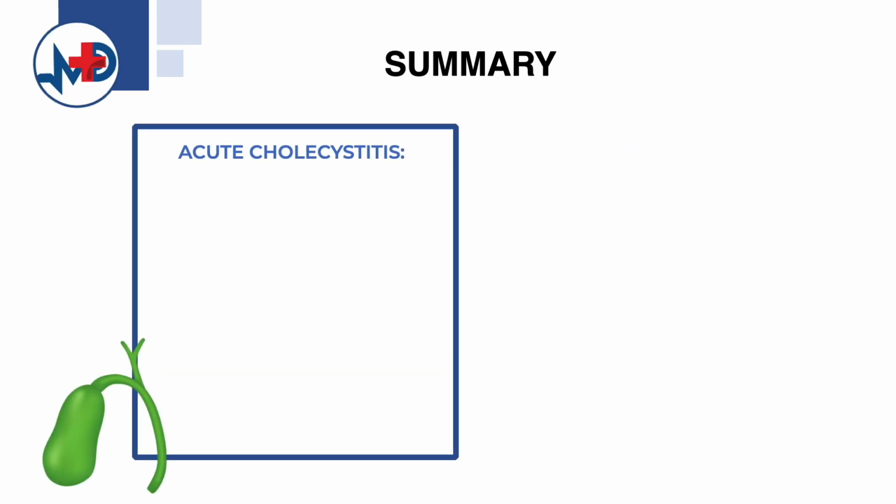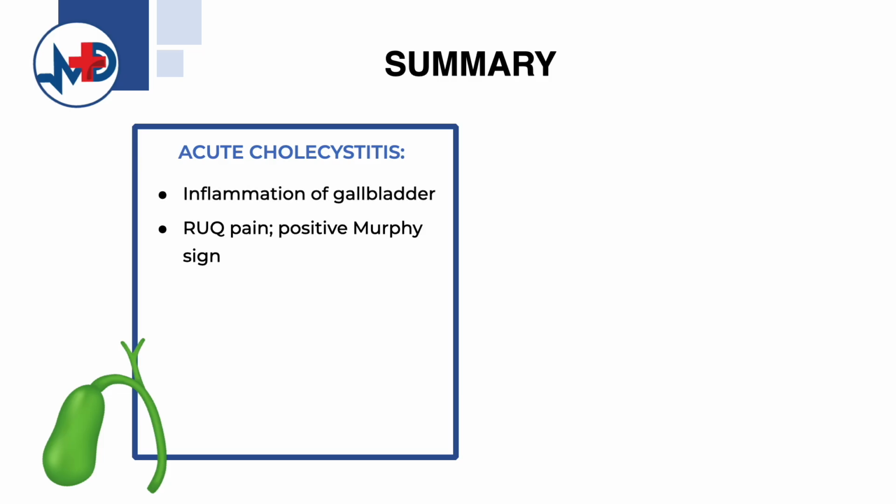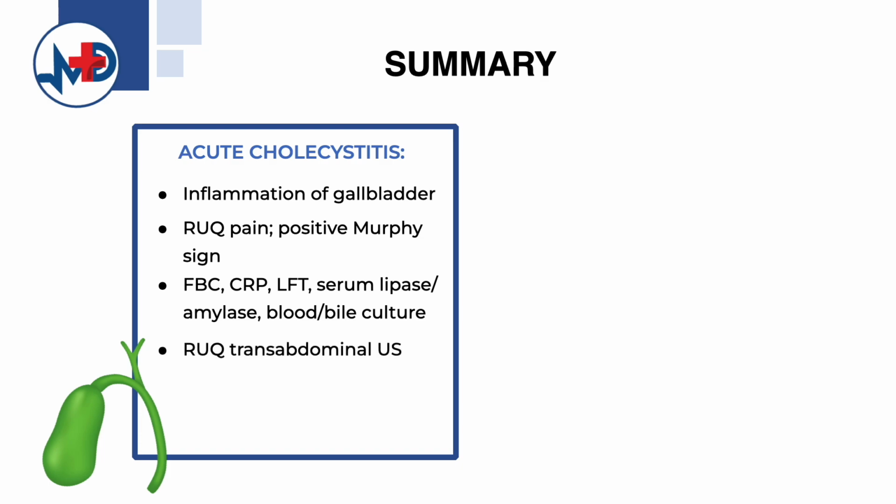Let's summarize. Acute cholecystitis is the inflammation of the gallbladder. Patients typically present with right upper quadrant pain with a positive Murphy sign. Investigations that can be sent include a full blood count, CRP, a liver function test, serum lipase, amylase, blood or bile culture. A right upper quadrant transabdominal ultrasound is the imaging modality of choice, and the gold standard treatment would be laparoscopic cholecystectomy for acute calculous cholecystitis.